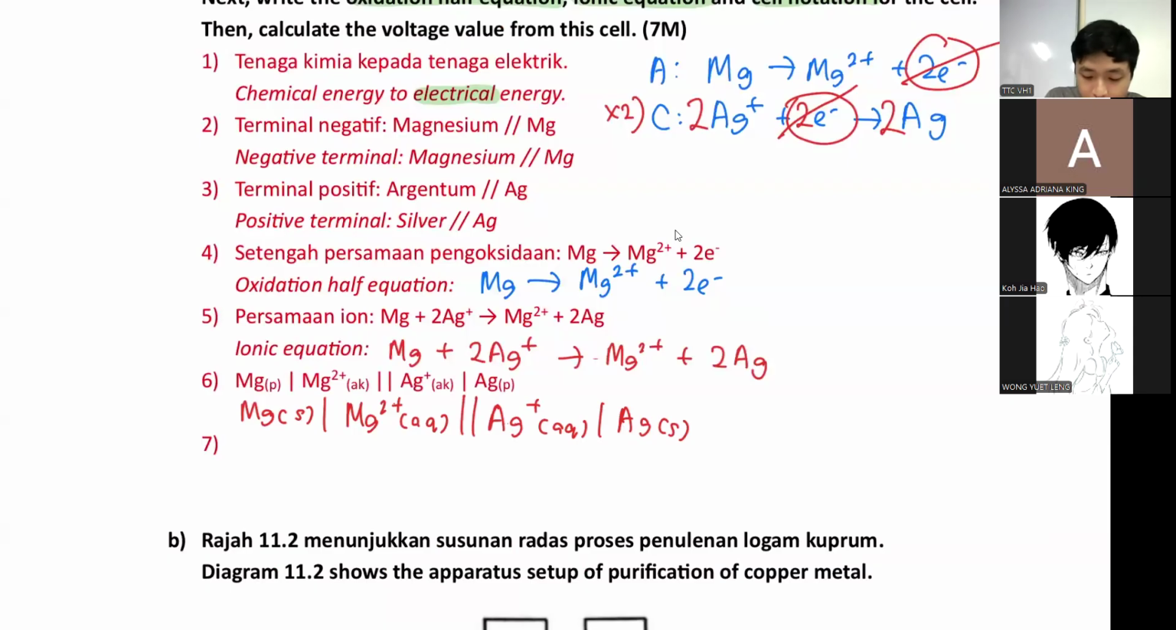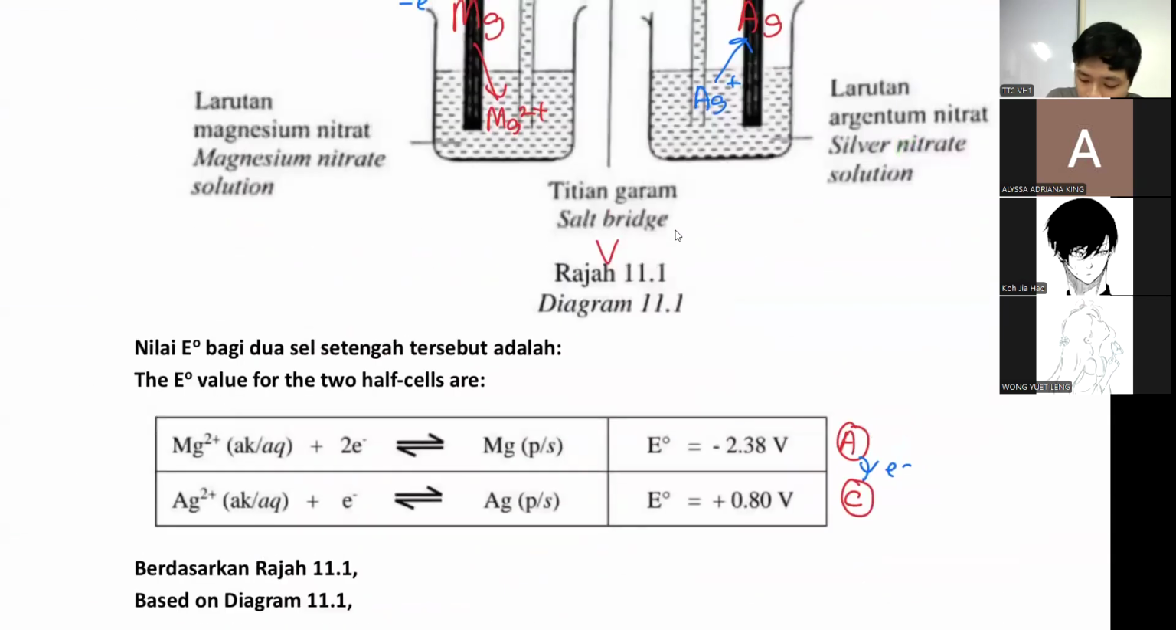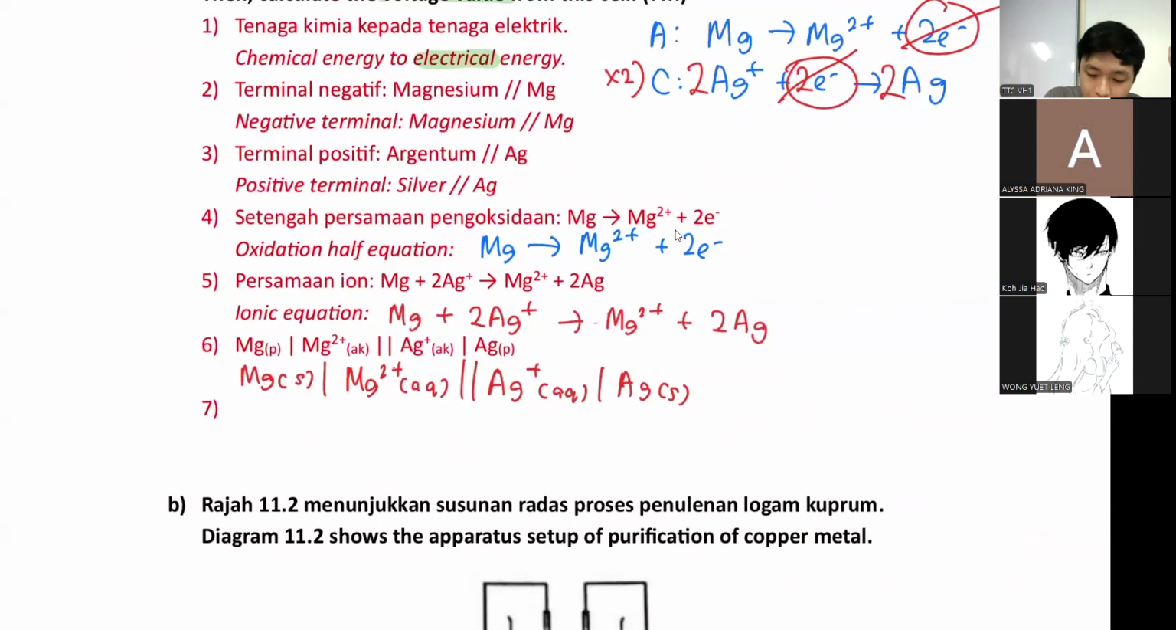This is in Malay. And the voltage, the E° cell, is cathode minus anode. That's it, so simple. But remember, your answer should be positive. Show them positive. It must be positive.